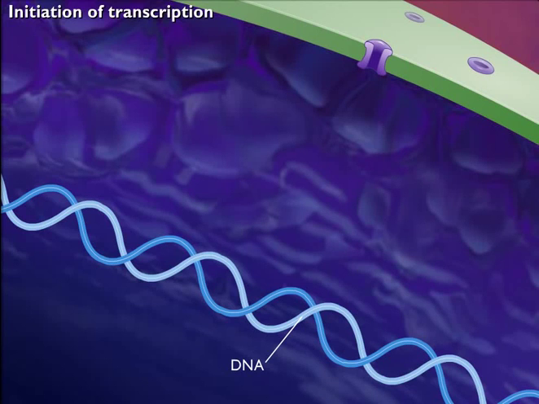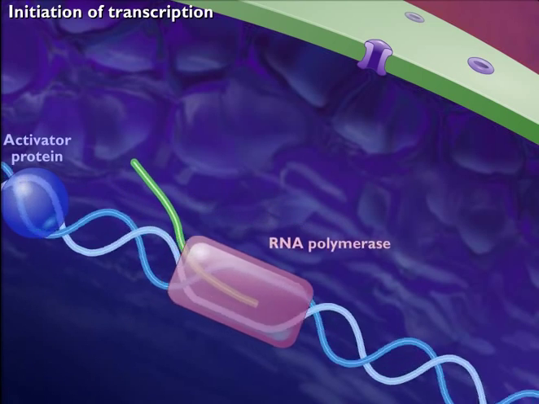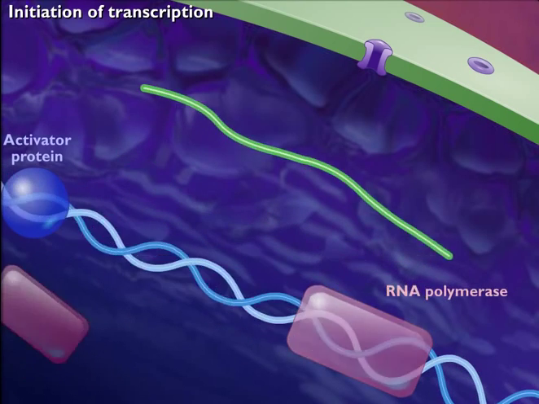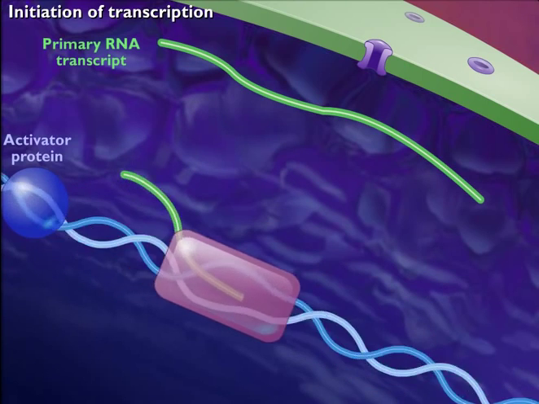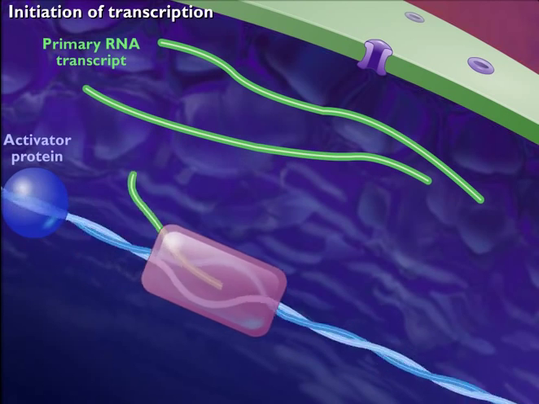Most of the control of gene expression is achieved by regulating the frequency of transcription initiation. Various regulatory proteins bind to DNA and affect the ability of RNA polymerase to bind to the promoter site and carry out transcription. Efficient binding of the RNA polymerase increases the rate of transcription initiation.